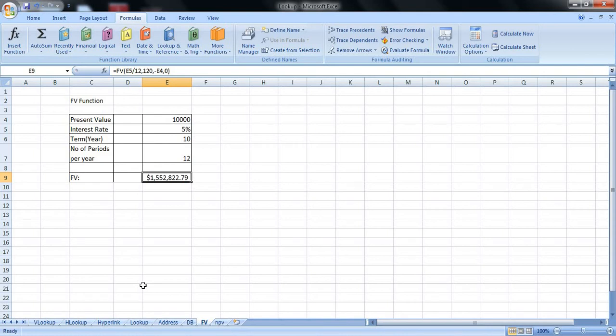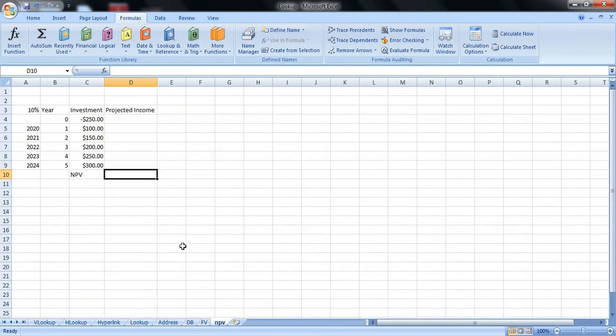The next one and the last one in the financial category we will practice is a function called net present value. Net present value is a function that calculates the net present value of an investment using a discount rate and a series of future cash flows. Now, this is quite similar to future value. Let us check it out. This is one of the important pieces of financial information that is required for a particular organization.